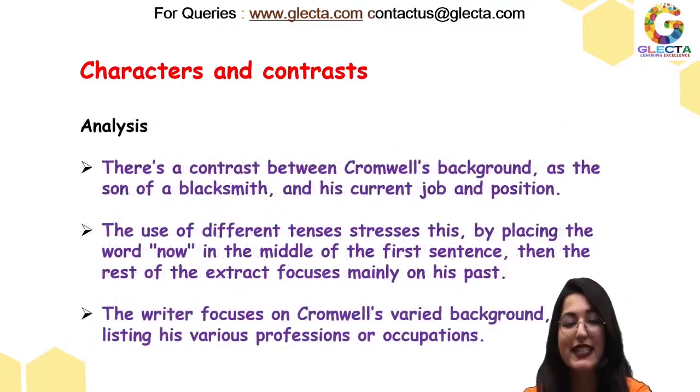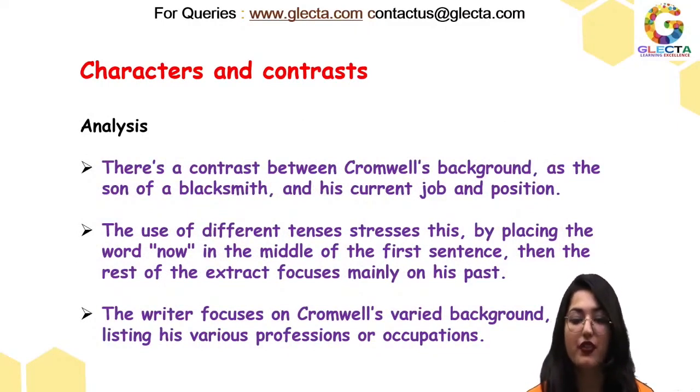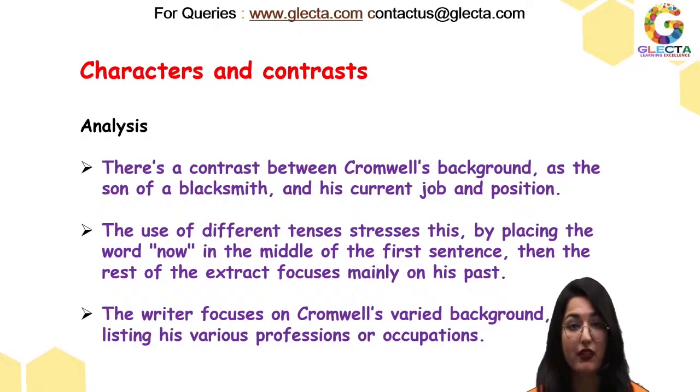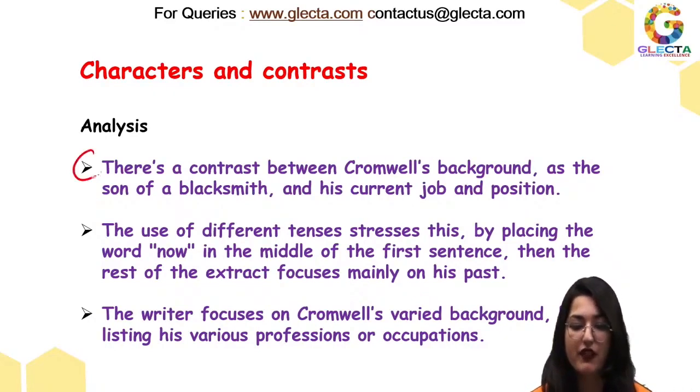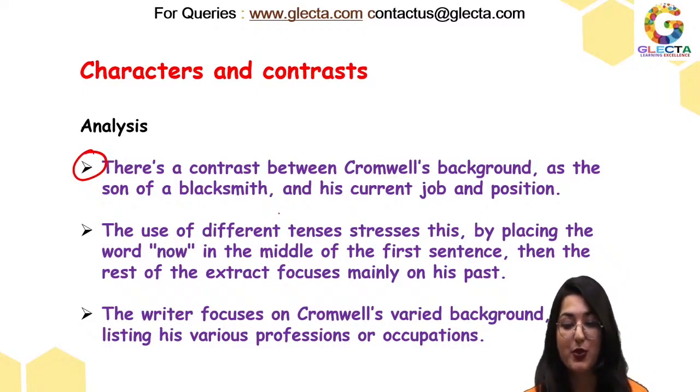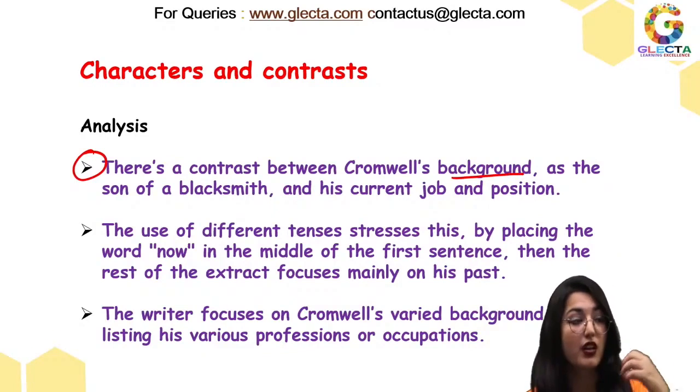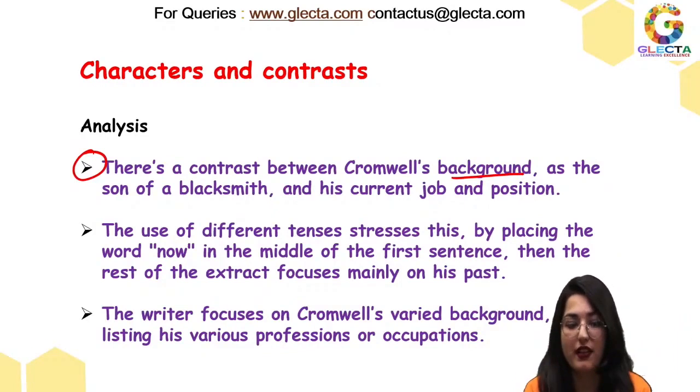Now it's time to think and analyze the extract. There is a contrast between Cromwell's background as the son of a blacksmith and his current job and position. The very first thing we analyze is the contrast between his background and his current position, the contrast between the past and the present. The use of different tenses stresses this by placing the word "now" in the middle of the first sentence. Then the rest of the extract focuses mainly on his past.